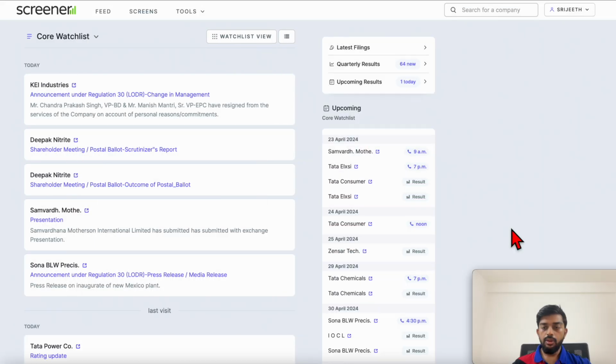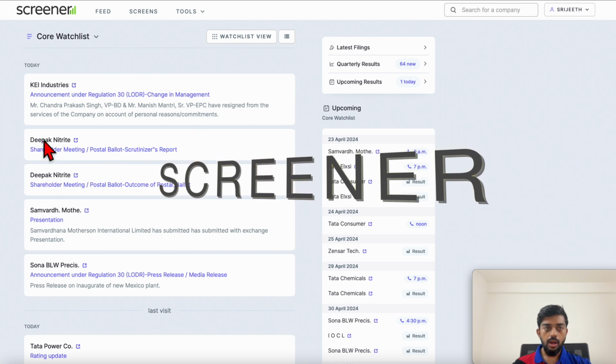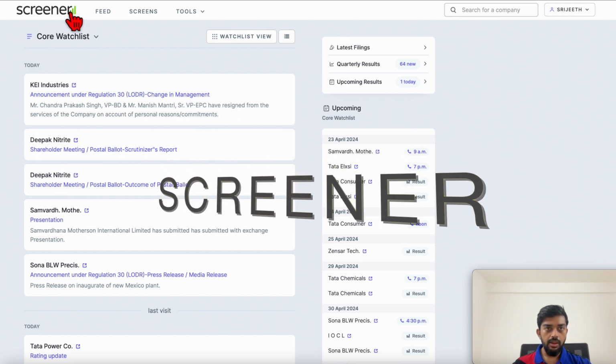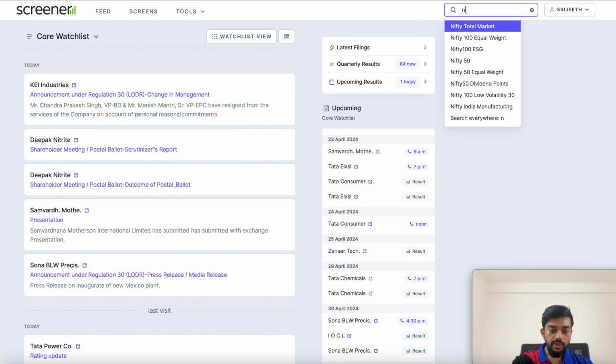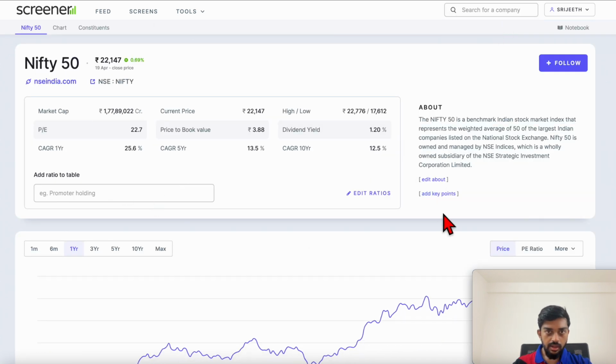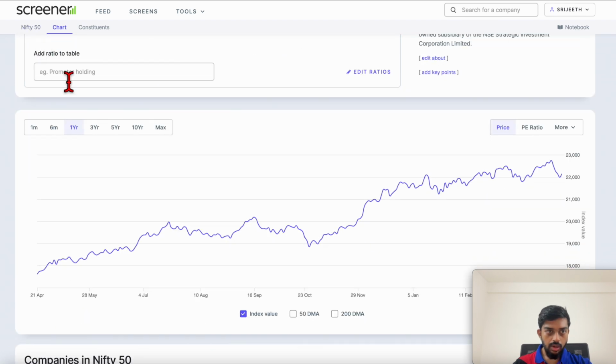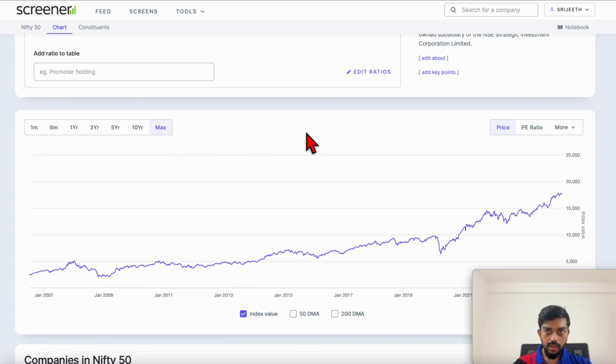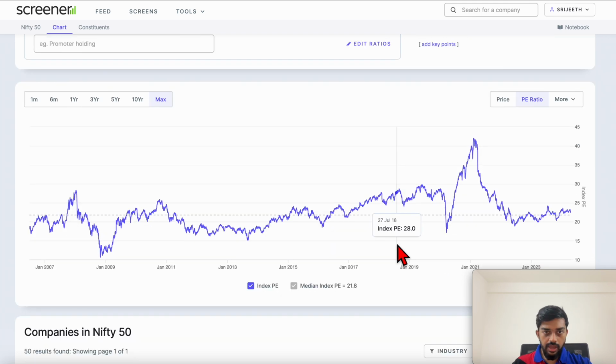Okay, the bonus point to check if the market is overvalued or undervalued is by using the screener website and checking on the Nifty 50 chart. By clicking Nifty and clicking on Nifty 50, we can see the chart appearing in the screener window. If we scroll down and select the maximum option here and select the PE ratio, we can see that Nifty is mostly trading with a median PE of 21.8.